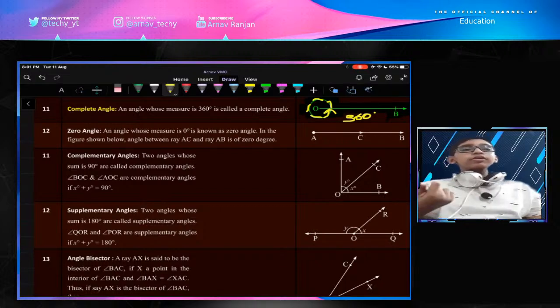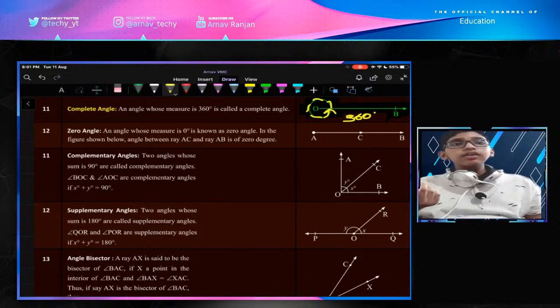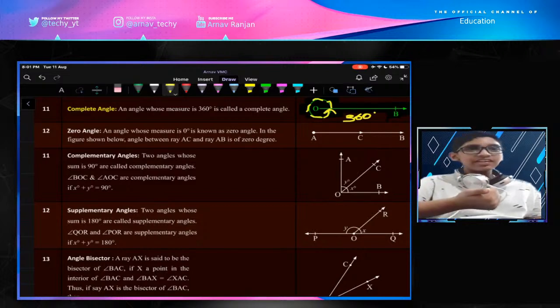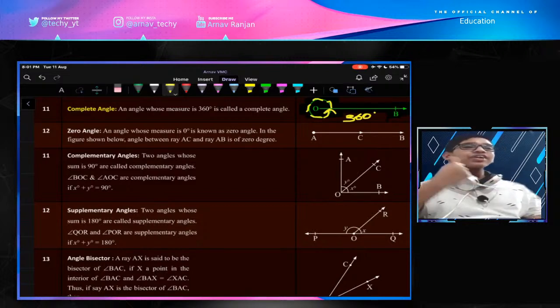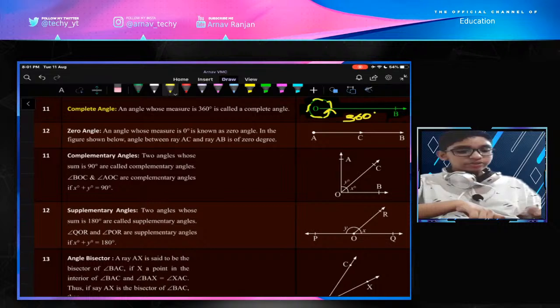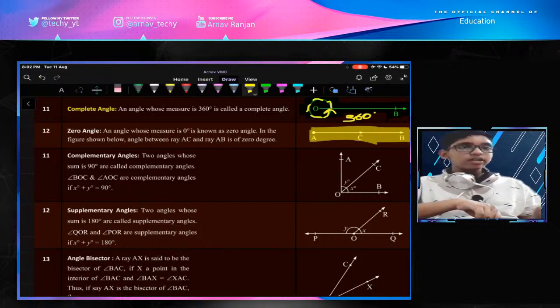Next we will talk about the zero angle. What is the zero angle? An angle which does not have any opening is called a zero angle. It has an angle of 0 degrees. This is a zero angle. I am highlighting it with yellow color.